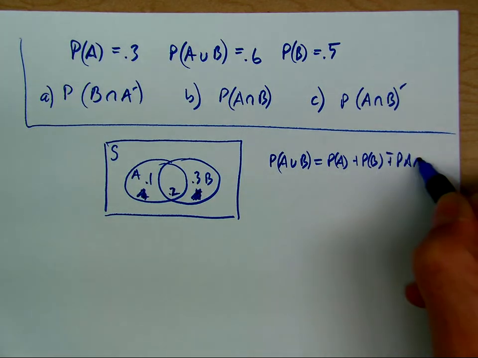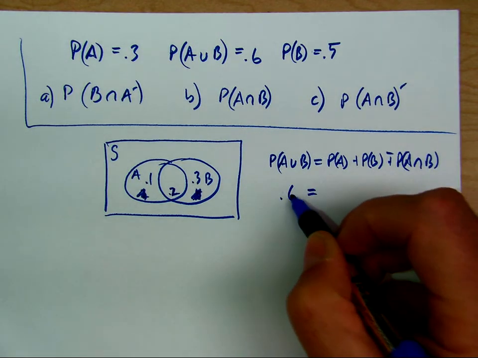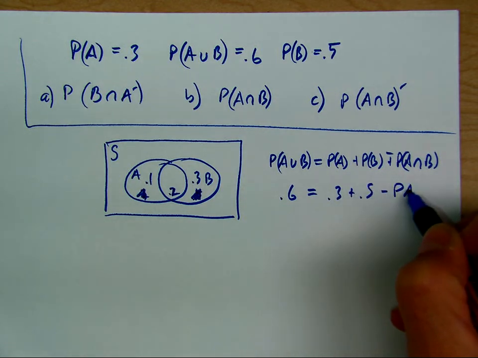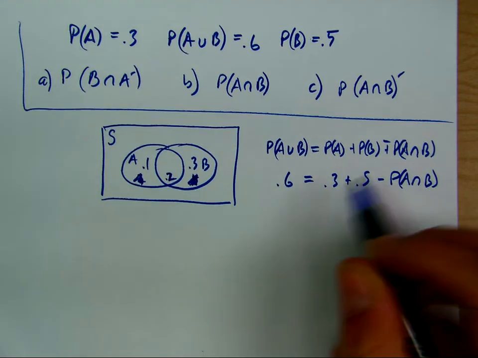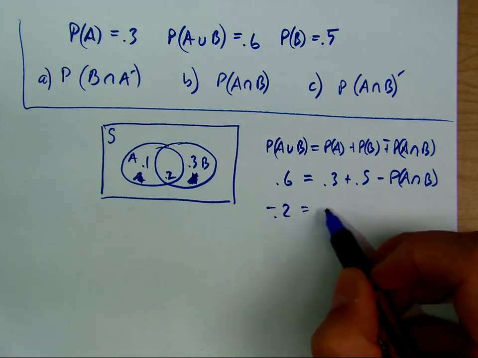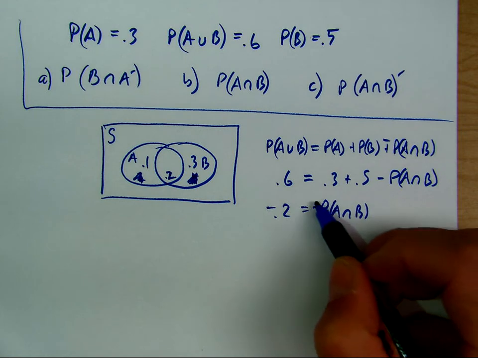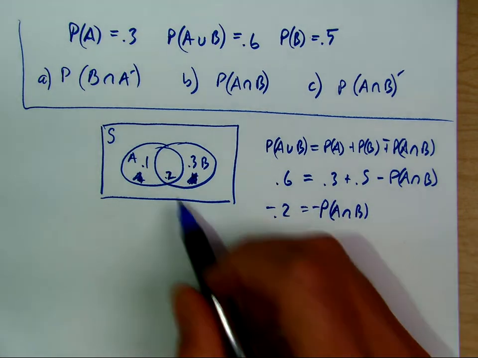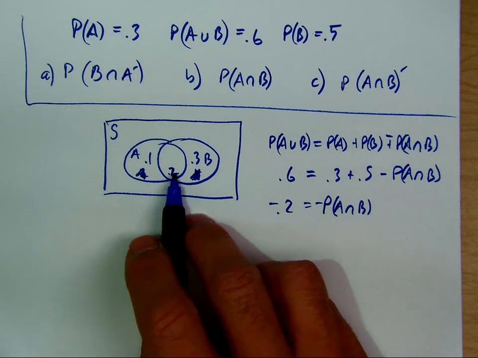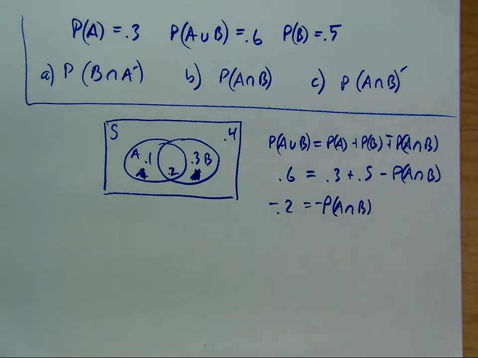union equals A plus B minus intersection. So we have the union is given 0.6, probability of A, probability of B, minus the intersection that we can solve for. So we have 0.8, subtract it, and we get negative 0.2, and we can see the intersection. Divide by negative, and we see the intersection is 0.2. Or we can just guess and check in the diagram. The union is 0.6, so we know that the complement of the union is 0.4.